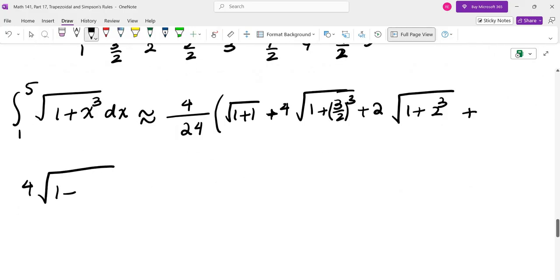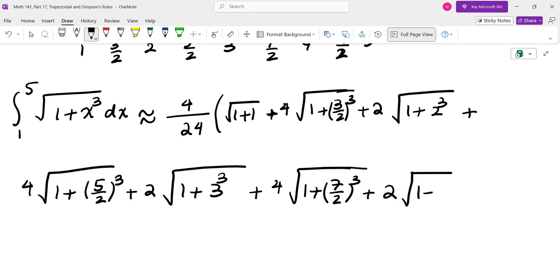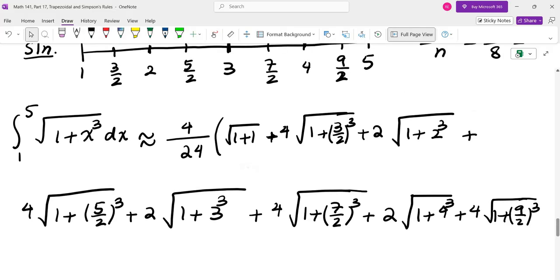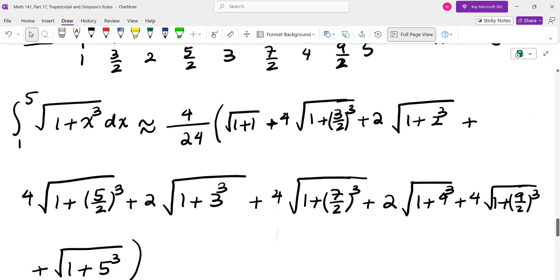4 times root 1 plus 5 halves cubed plus 2 times root 1 plus 3 cubed plus 4 times root 1 plus 7 halves cubed plus 2 times root 1 plus 4 cubed plus 4 times root 1 plus 9 halves cubed. And finally, the last one is 5. So that would be square root of 1 plus 5 cubed. So this would be our approximation.